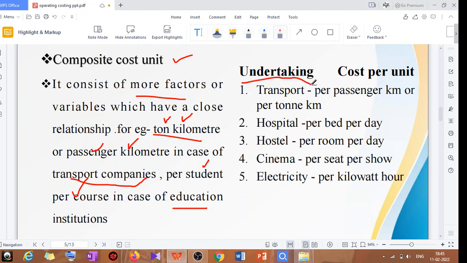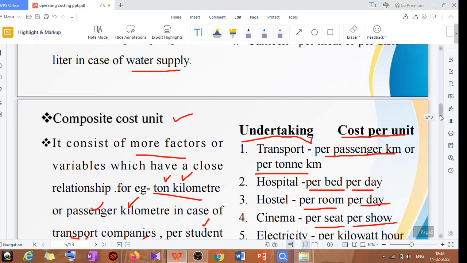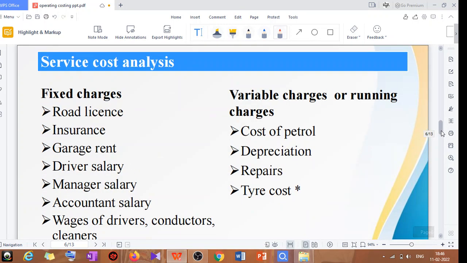Let us see other examples of undertakings as well as the cost per unit. For transport, we can say per passenger kilometer or per ton kilometer. Clear? For hospital, per bed per day. For hostel, per room per day. For cinema, per seat per show. And for electricity, per kilowatt hour. That is per hour only. Got it? So the difference is that a simple cost unit has only one variable, while a composite cost unit has two variables. I hope it is clear till here.